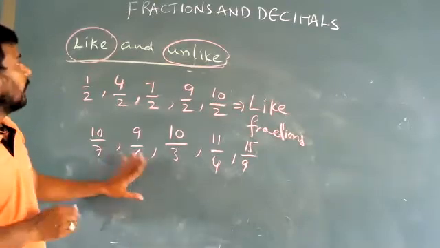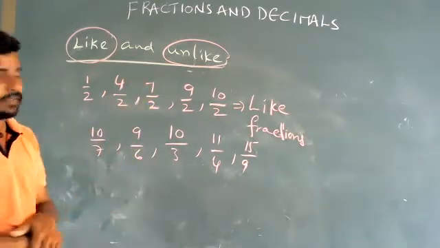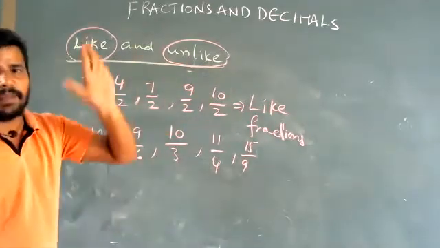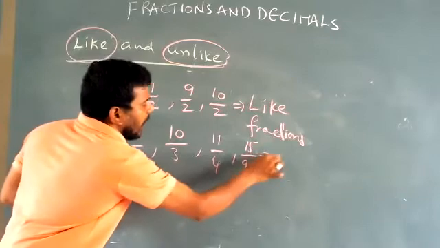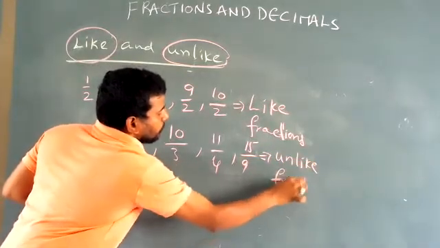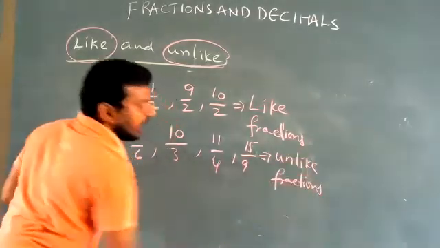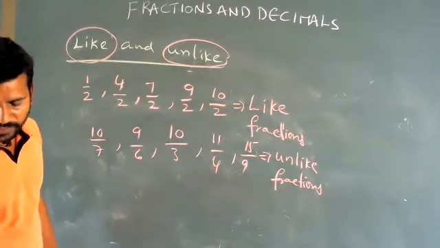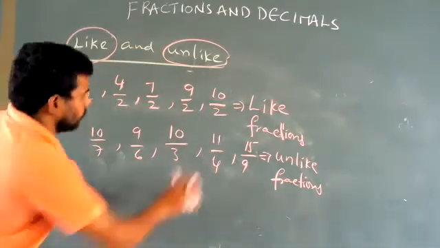So it is called what, children? Unlike fractions. Denominators the same, it is called like. Denominators not the same, it is called what, children? Unlike fractions. Clear? Now I am going to take exercise 7.2.